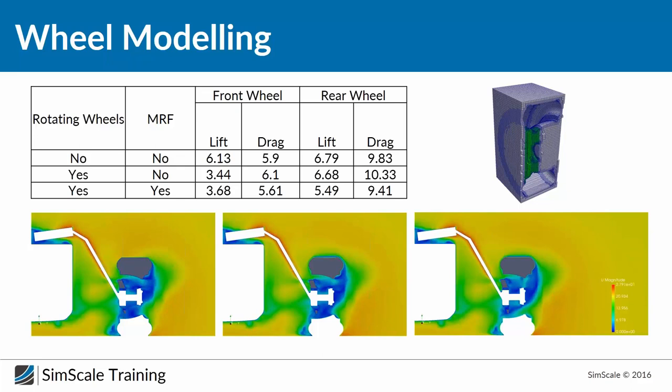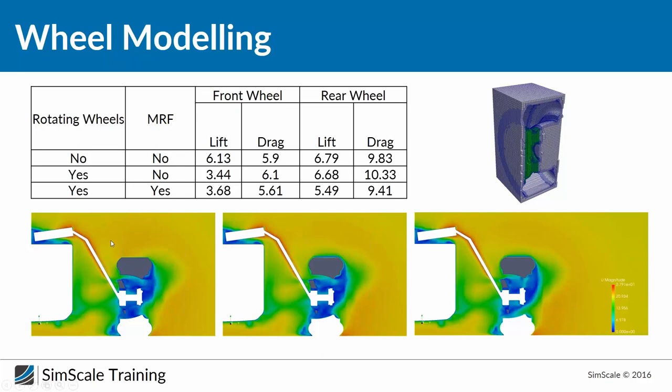And now the problem is, in a static simulation with a static grid, we cannot model this rotation of the wheel. And therefore we need a different approach, because the interaction between the wheel and the flow is, for a formula car, for an open wheel car, very important.